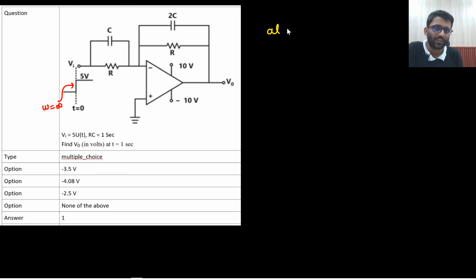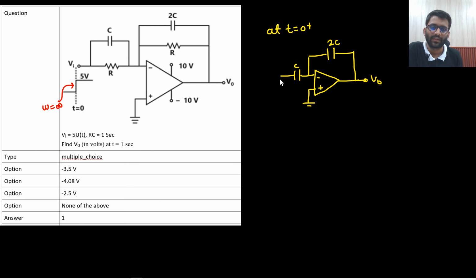So at t equals to 0 plus, how will your circuit look like? There is an op-amp, capacitor C is there, 2C is there, this is your V0, C, 2C, and this is 5 volt. What will be your V0 at t equals to 0 plus? That would be C by 2C into 5 volt, right? C by 2C into 5 volt. Are you getting this point?